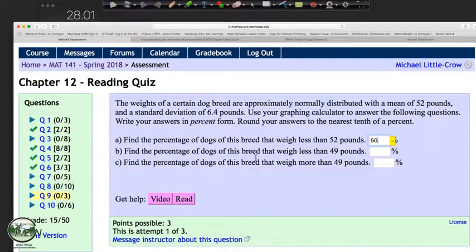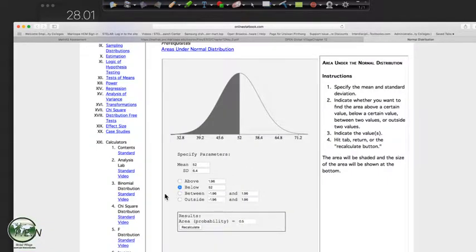Find the percent of dog breeds that weigh less than 49 pounds. I just come back here. So below, less is below. I change the 52 to 49. And I click recalculate, and I can see it's moved down a little bit. And it gives me 0.3196.